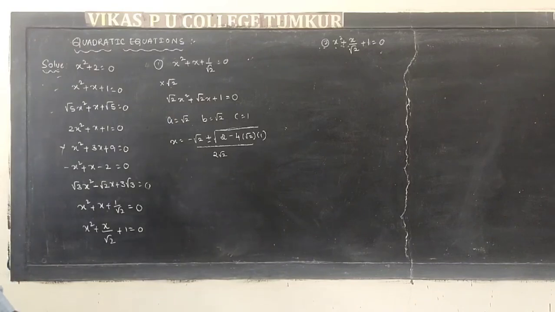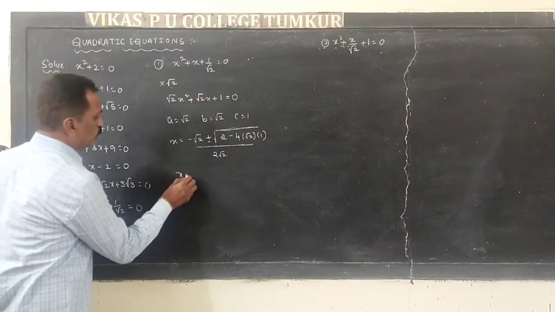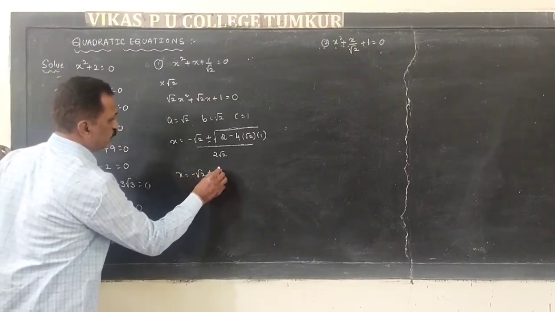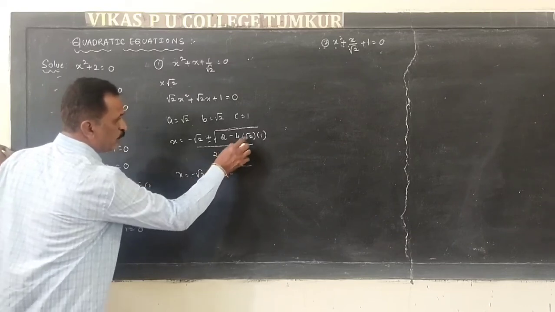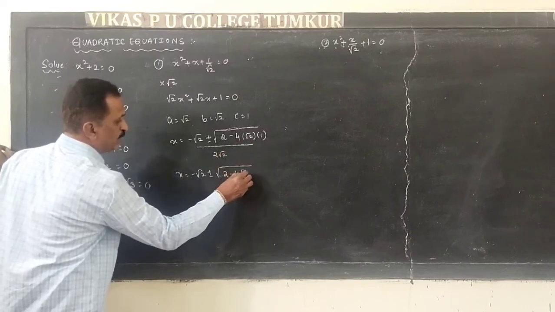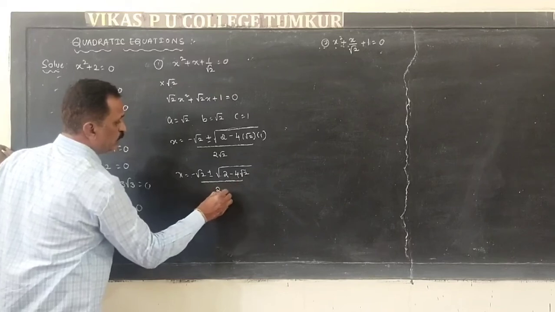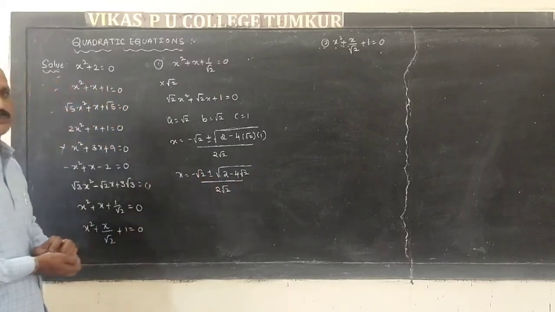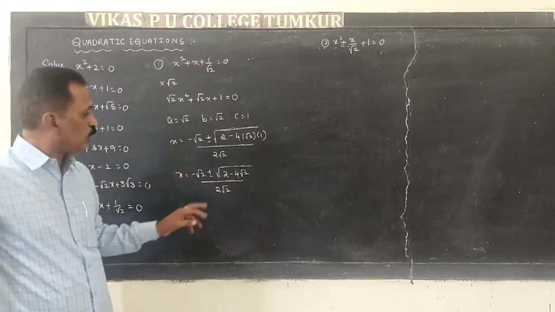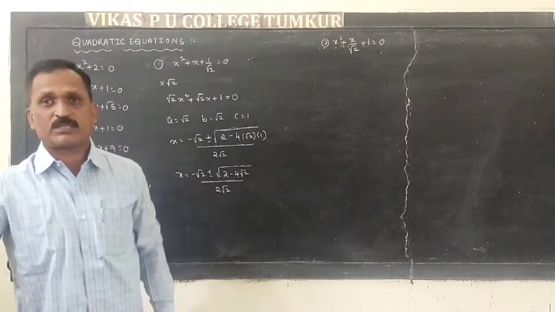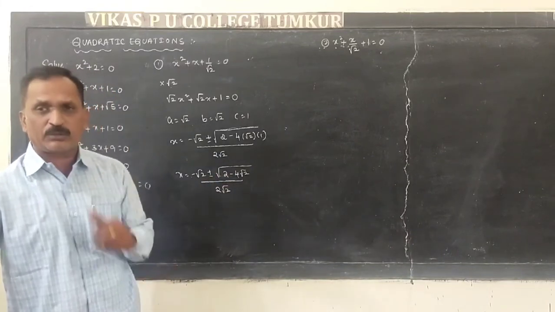Right? x is equal to minus root 2 plus or minus square root of 2 minus 4 into root 2, 4 root 2 as it is now, right? Divided by 2 root 2. This is a special problem. 2 minus 4 root 2 is always negative.